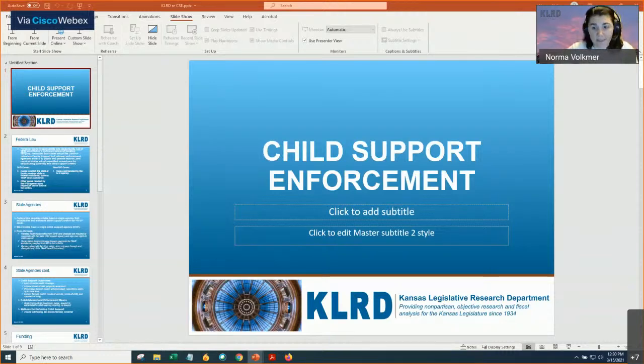Finally, you have the Kansas Payment Center. That's contracted through Young Williams, which is one of the full-service contractors as well. They receive and disperse all child support payments in Kansas.